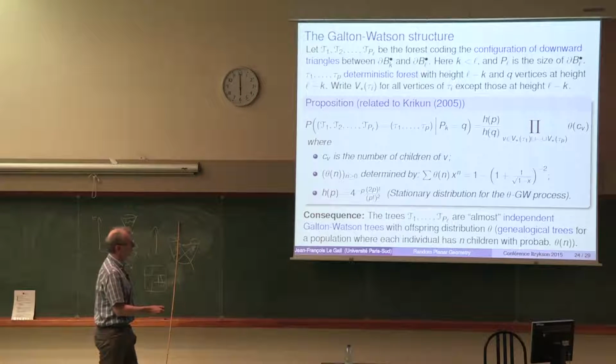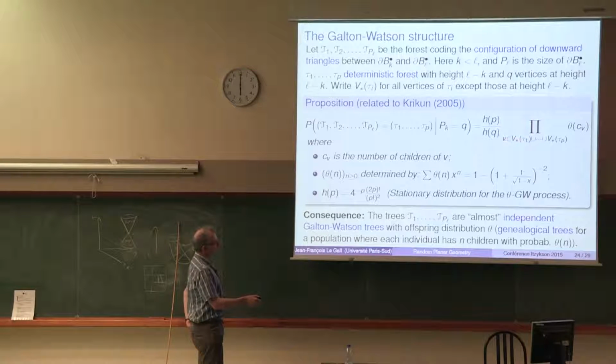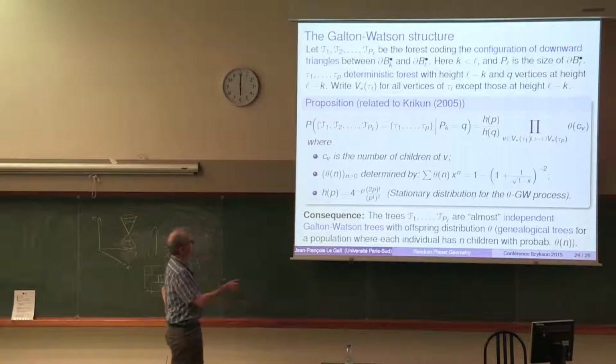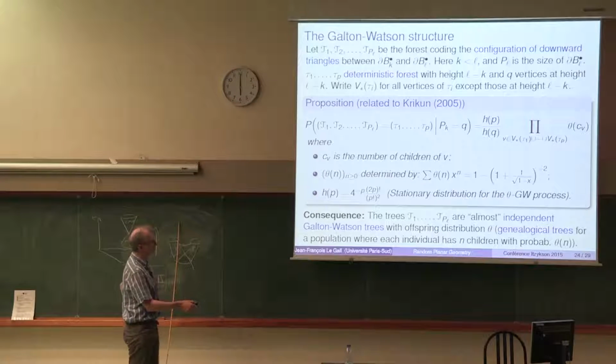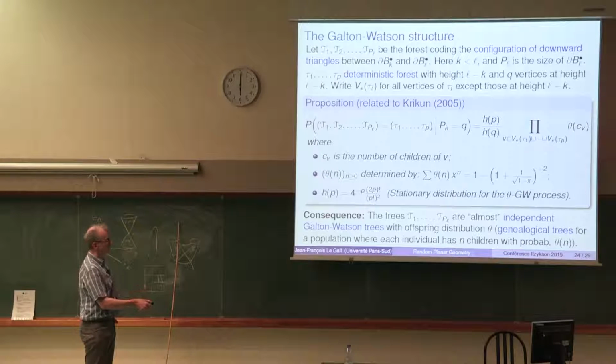Maybe I will not comment too much about this formula. Essentially, you have two parts in this formula. The important part is this one. This is a product over all vertices in my trees, except those which are at maximal height, of a certain function theta of the number of children of the vertex V in my trees. Okay? So what is theta? Theta is determined by this generating function here. It's an offspring distribution. It gives you the distribution of the number of offspring of a given vertex, and it's characterized by this formula. Okay?